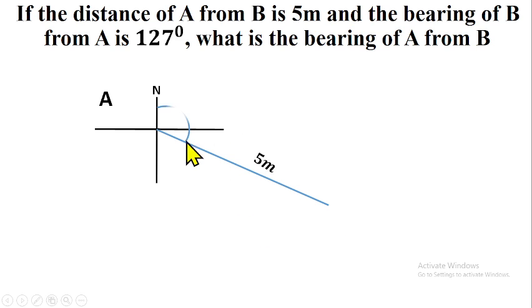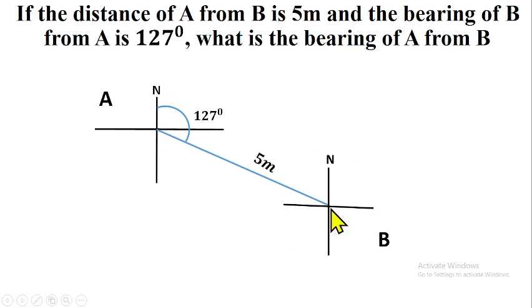Then the bearing is what? 127 degrees from the north to the line here, because this is a 3-digit bearing. Then I will now draw another cardinal point to represent point B, and I label it. Then the question wants us to find the bearing of A from where? From this B. The bearing of A from B.